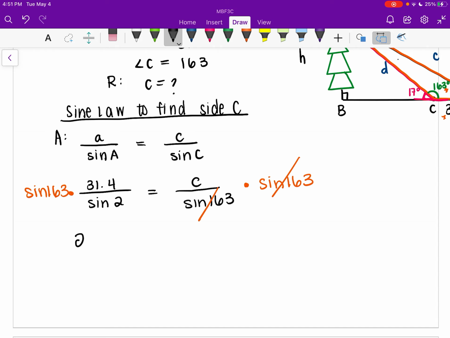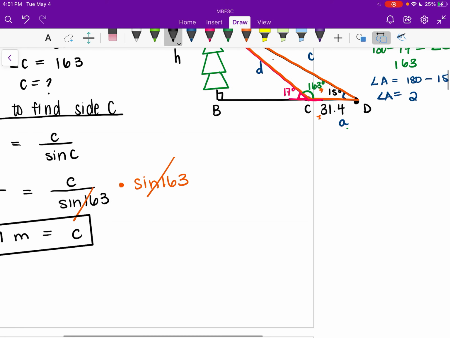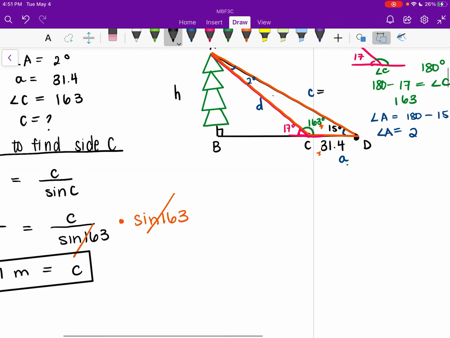So I know that side C is equal to 263.05, which I'm just going to round up to 263.1 meters, is equal to side C. So for clarity's sake, I always like to go back in and draw in where that is so that I can see it. 263.1.